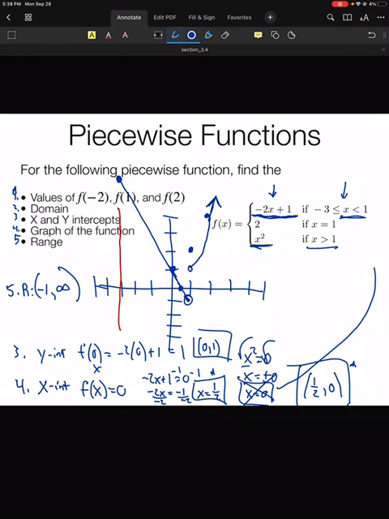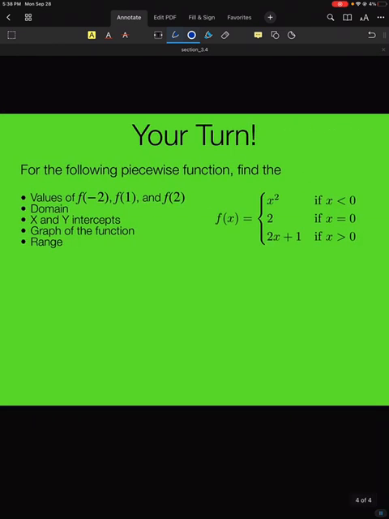Now I want you to take that information and the skills that we learned here and apply it on your own. I've made a second function that looks surprisingly familiar to the function that we just did right here. I want you to answer the following questions. Basically, do the same thing that I did with that last piecewise function, now just to this piecewise function.